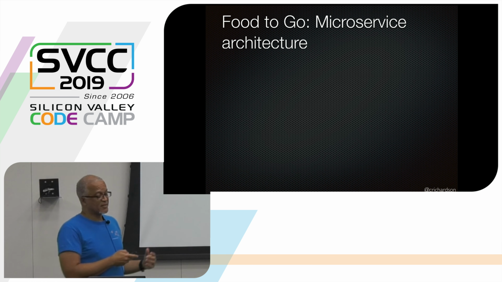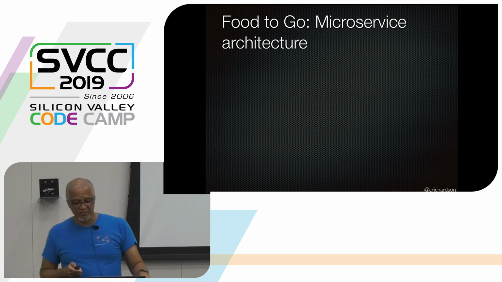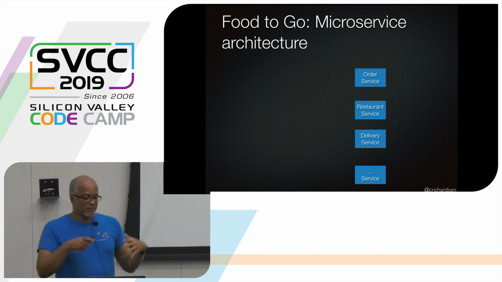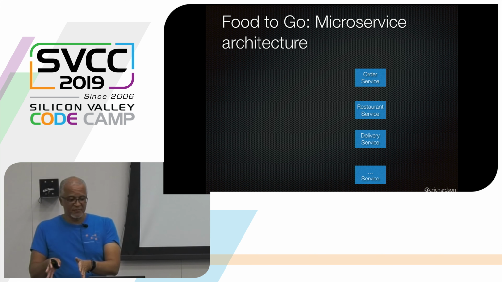So then if I go back to the food application, the food-to-go application, which is the example from my book, it looks like this. You've got a bunch of services, each one performing a particular business function.